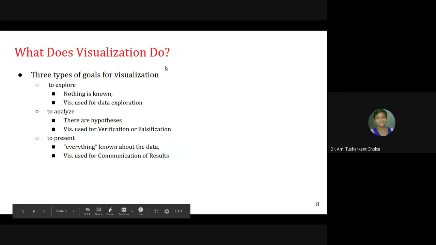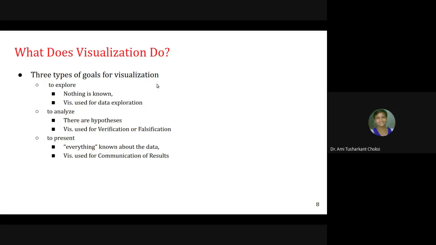So that is very important in our life. What does visualization do? There are 3 types of goals of visualization. One is to explore, second is to analyze, and third is to present. To explore, what to explore? Nothing is known. When the data is there, nothing was known to us, but we have used data exploration, and we will be able to have the details of it. How to get the details? That is using analysis, right?